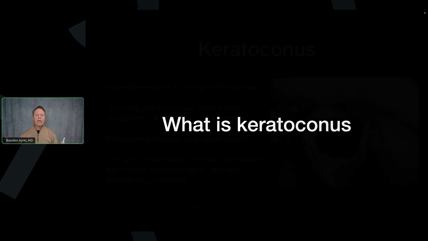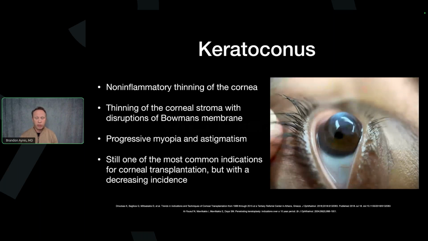I know if you're on this webinar, you probably already know this, but you have to go over a little bit of basics. We're going to be primarily talking about keratoconus, which is a non-inflammatory thinning of the cornea. You get thinning of Bowman's membrane, progressive myopia, and irregular astigmatism. It's still one of the more common indications for corneal transplantation, but definitely dropping, likely due to earlier interventions with collagen cross-linking. But we still have a lot of patients who need help.